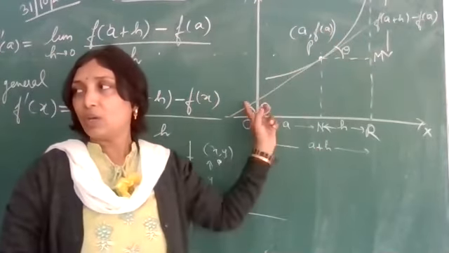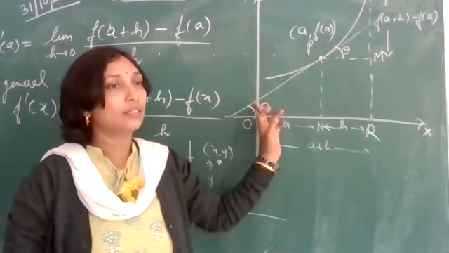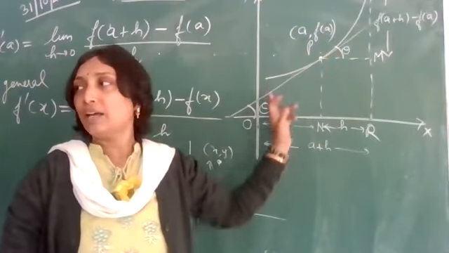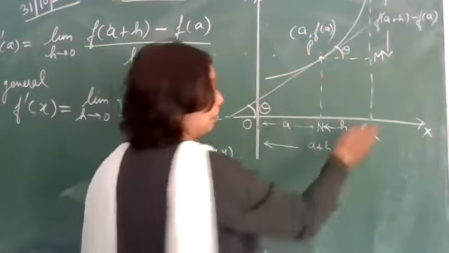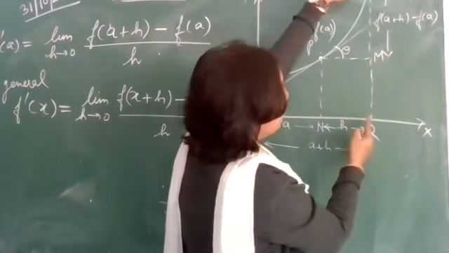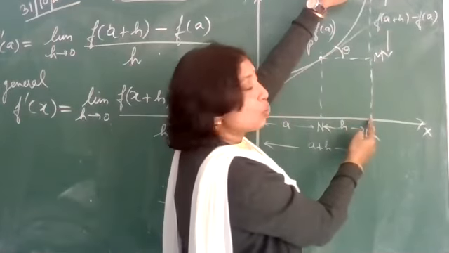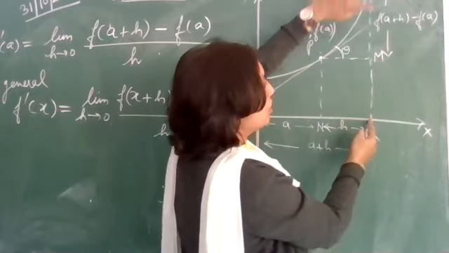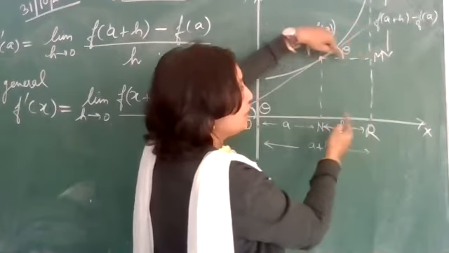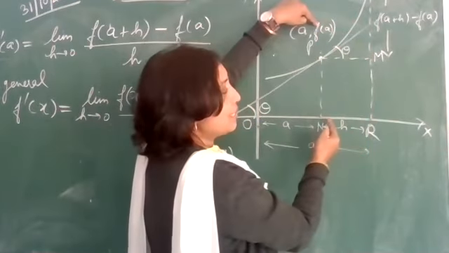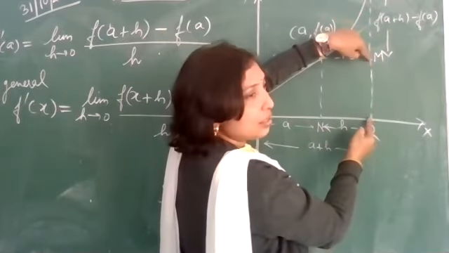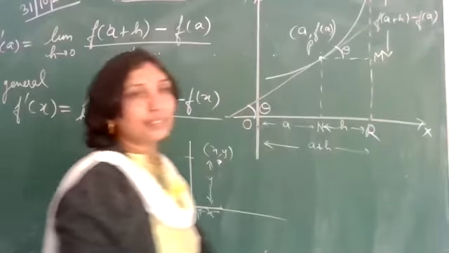Both will be theta because these are corresponding angles. If the lines are parallel, the corresponding angles are equal, right? So if we are calculating this, what will be this value? The complete one is the y-axis, and the point is f(A plus H). These distances are equal, so the distance is f(A). We have to find QM, so it will be the complete one minus this one: f(A plus H) minus f(A).